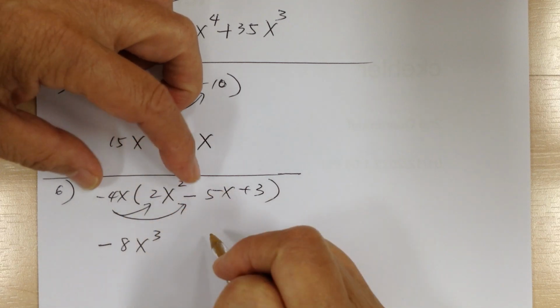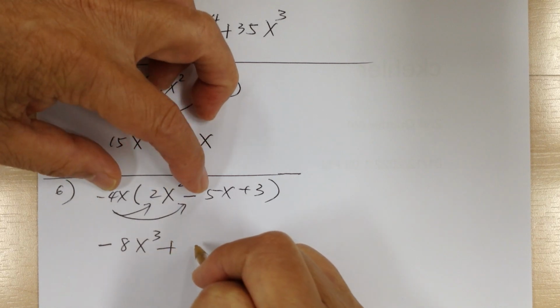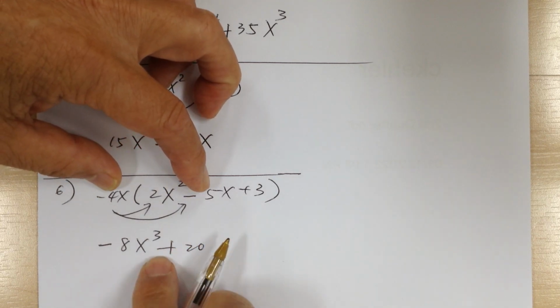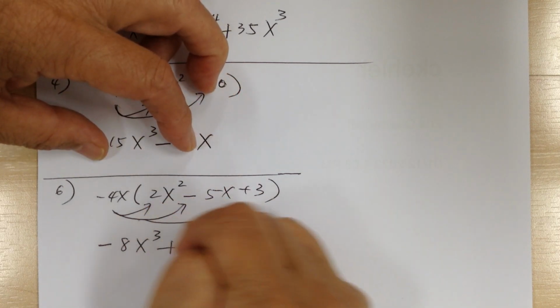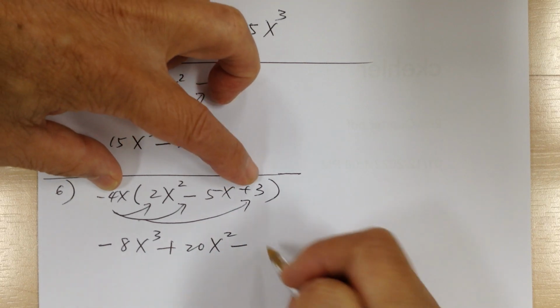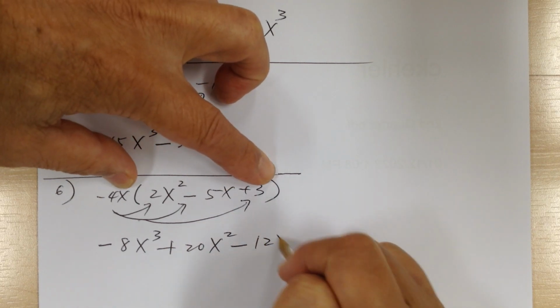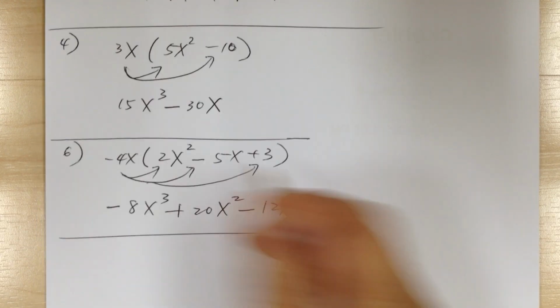Okay, then you go to the next one. Again, you start all over. So negative times negative gives you positive. 4 times 5 is 20. So you do the sign, the number, then the alphabet. x times x is x squared. Okay, then you do the next one. So negative times positive gives negative. 4 times 3 is 12. And the alphabet would be just x. So again, sign, number, alphabet.